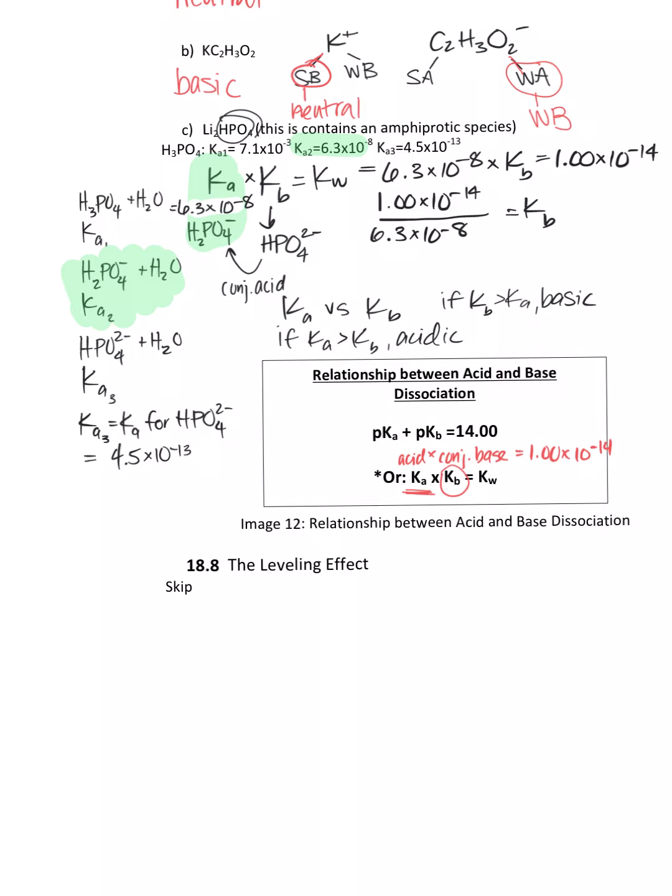I'm plugging that into my calculator. That gives me 1 point, and do we round? Yeah, let's round now: 1.6 times 10 to the negative 7. I'm going to highlight in yellow the most important numbers. So that's my Kb.